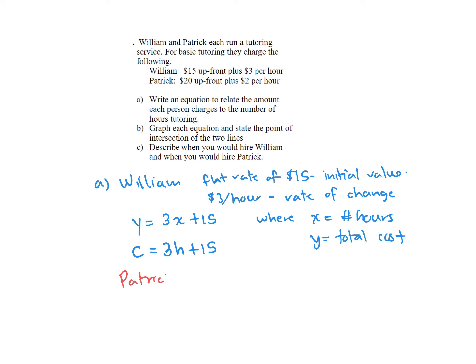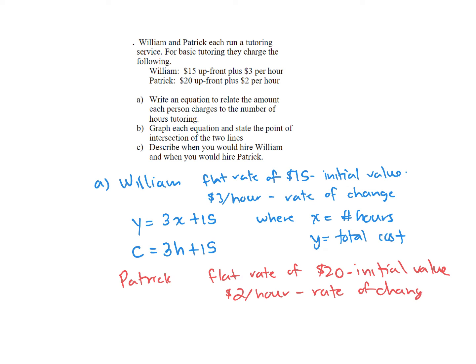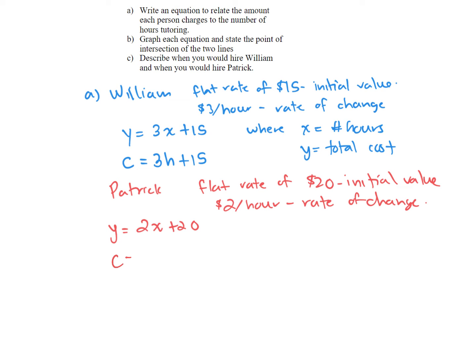Okay, Patrick charges a flat rate of $20. So that's his initial value. And then he charges $2 per hour. So he has a higher flat rate but a lower hourly cost. So that's his rate of change. And so his equation would be $2 for each hour plus $20 up front. Or again, if you wanted to use different letters, cost is $2 per hour plus $20. So that's Patrick and this is William.